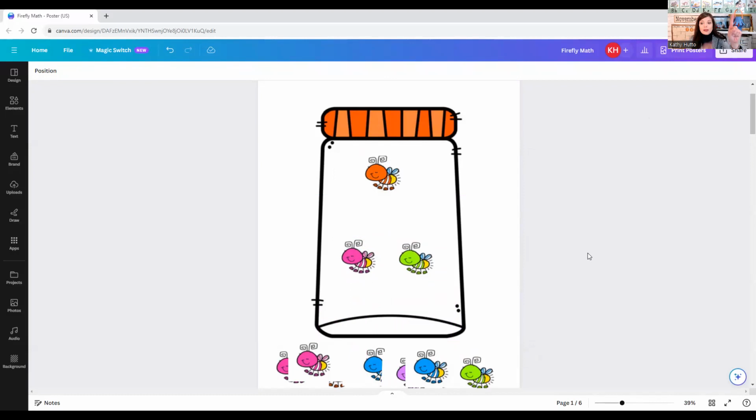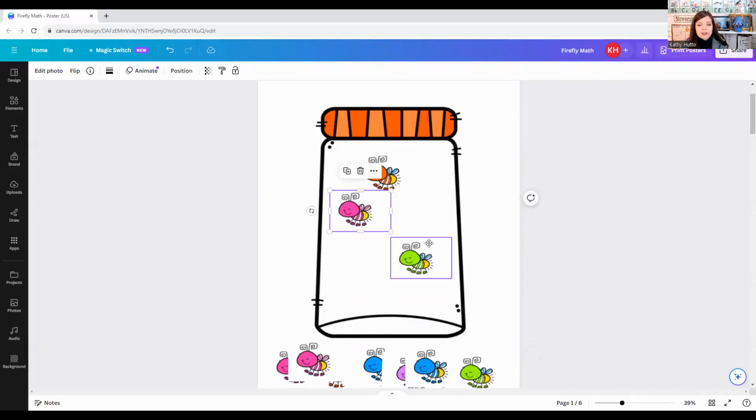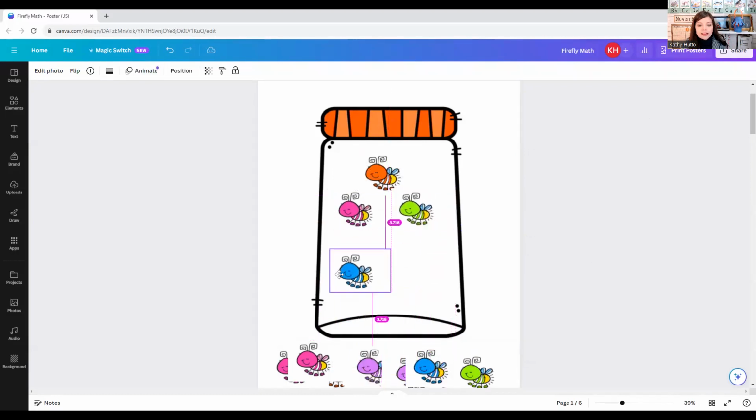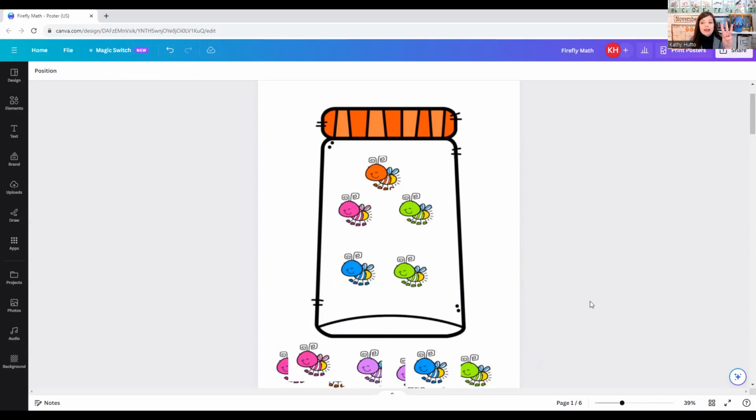What is 1 plus 2 more? 1, 2, 3. 1 plus 2 more equals 3. Now there are 3 fireflies in my jar. I think I'll catch some more. Gotcha. I caught 2 more fireflies. There were 3, and now there are 2 more.